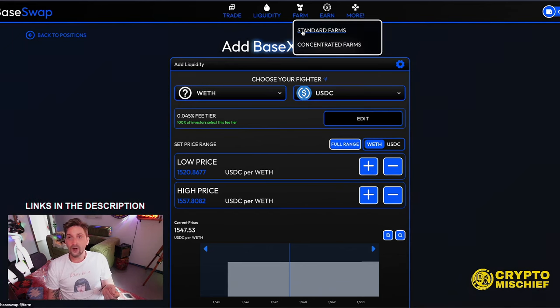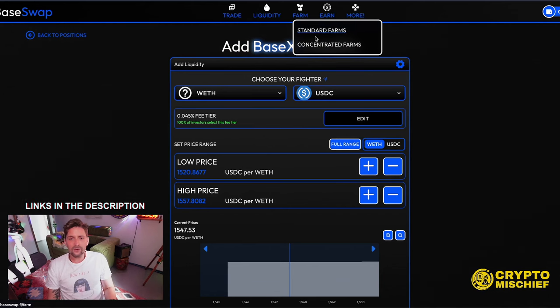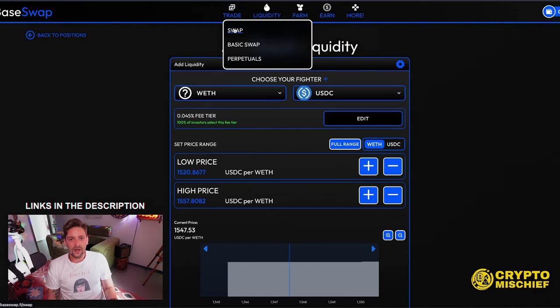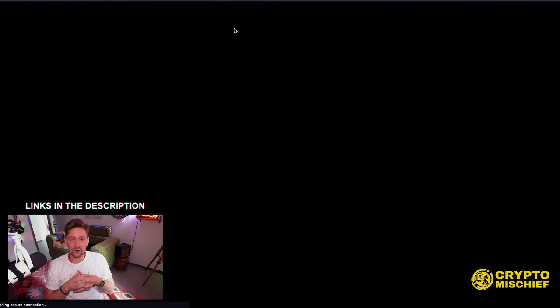Yeah, they have standard farms, which is V2 style liquidity. They have concentrated farms, where you need to find your range on the token, and the tighter the range, the higher the APR you can get, right? The standard farm is kind of the old-fashioned way of farming, to be honest. We can trade on BaseSwap. So if you're looking for a good place to swap tokens, why not BaseSwap? Could be the one. There are many others though.